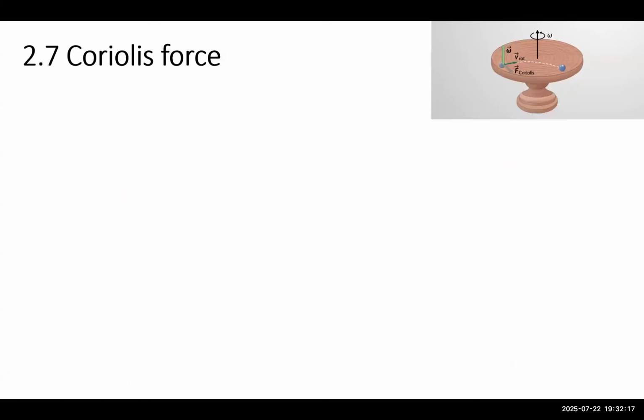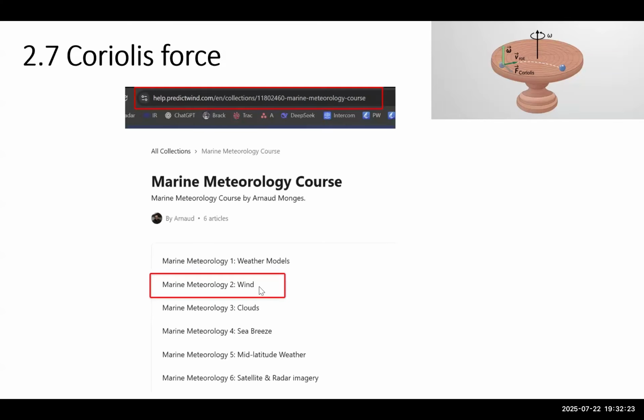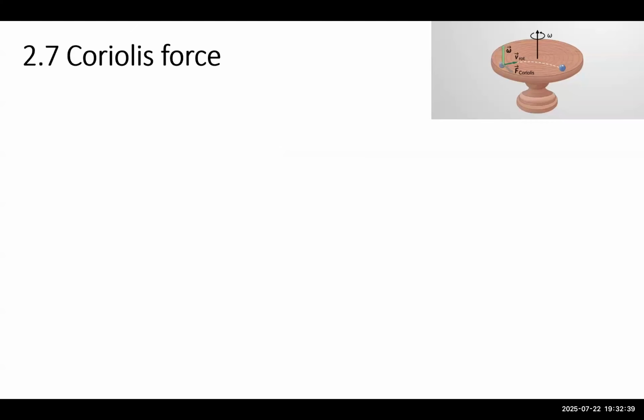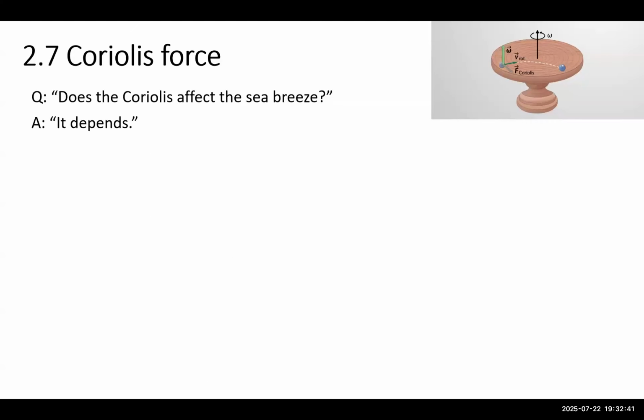So now let's look at the last factor, which is the Coriolis force. We have a great article called Wind in our help center that explains everything about the Coriolis force. As a quick summary, the Coriolis force pushes objects to the right in the North Hemisphere. And this is a question that sometimes sailors ask: does the Coriolis affect the sea breeze? And the answer is it depends.